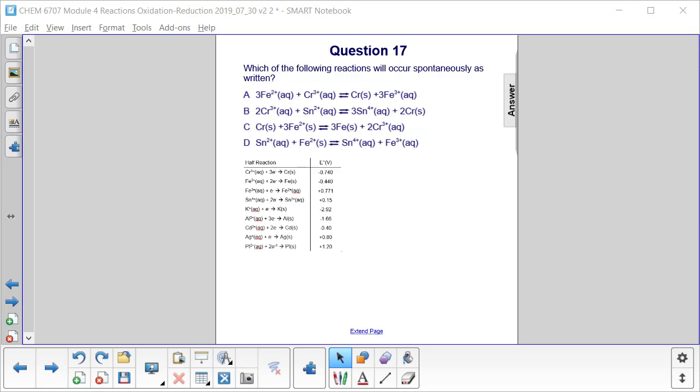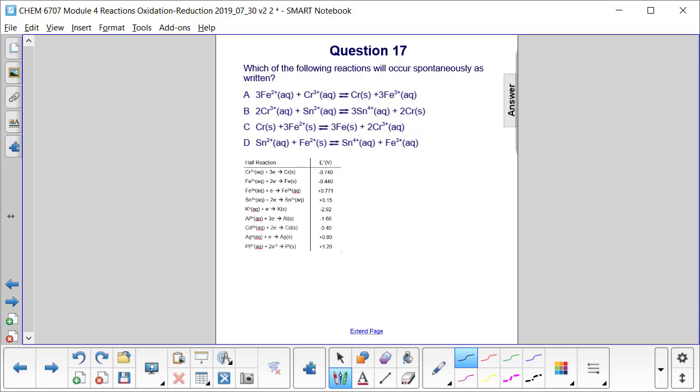Question 17. Which of the following reactions will occur spontaneously as written? So we have a bunch of reduction potentials here for half reactions and several redox reactions. What we have to remember is that for a reaction to occur spontaneously, the cell potential must be greater than 0. Okay, so we have to go through and calculate the cell potentials for each of these.